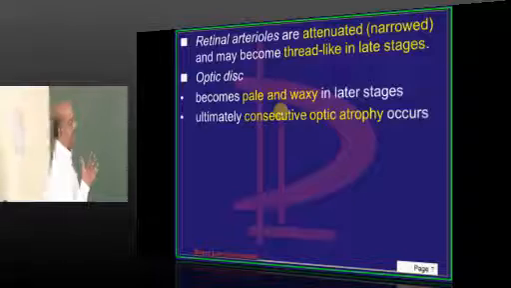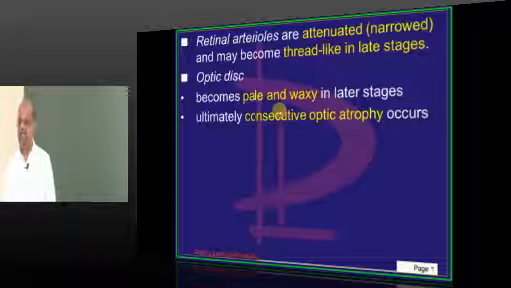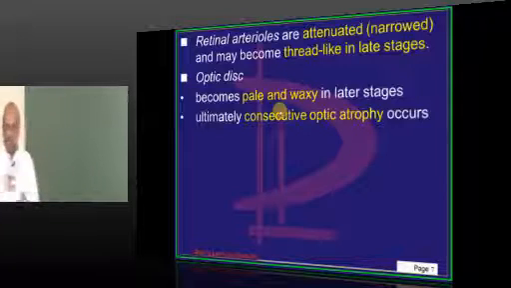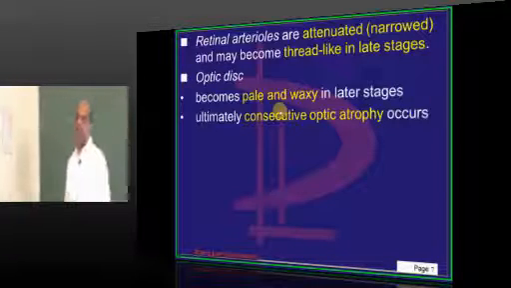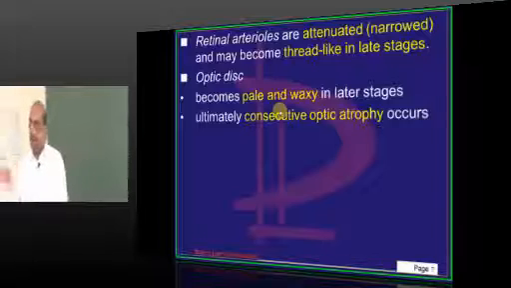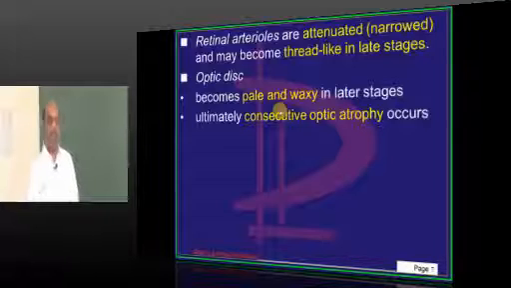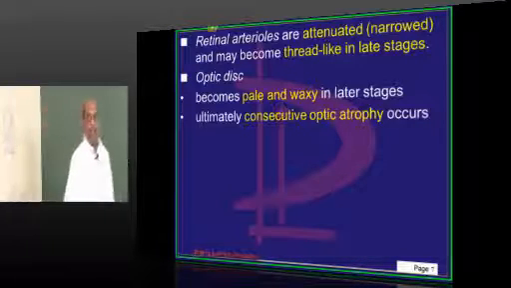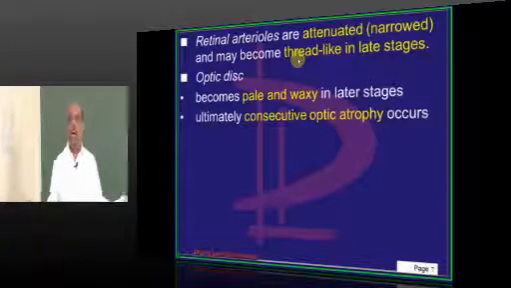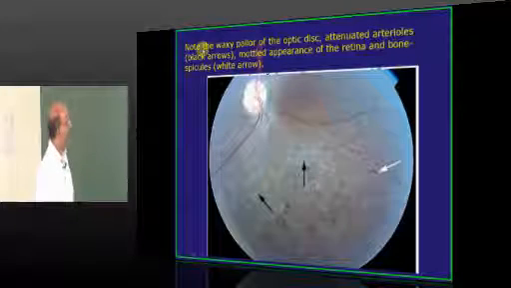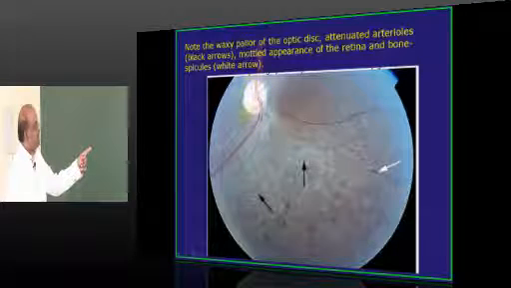How are the retinal arterioles? They are all attenuated. They get buried into that pigment. Hence they are narrowed, attenuated. They become thread-like in late stages. Another favorite MCQ in the entrance. Retinal arteriolar attenuation with thread-like retinal arterioles, where do you see? What is your answer? Retinitis pigmentosa. The optic disc becomes pale and waxy, and ultimately there is a development of a consecutive optic atrophy, secondary optic atrophy. Now let us look at how it looks. Are you able to see the optic disc which is waxy and pale?